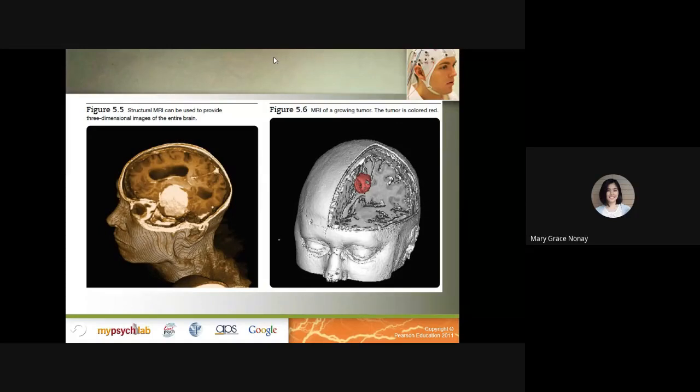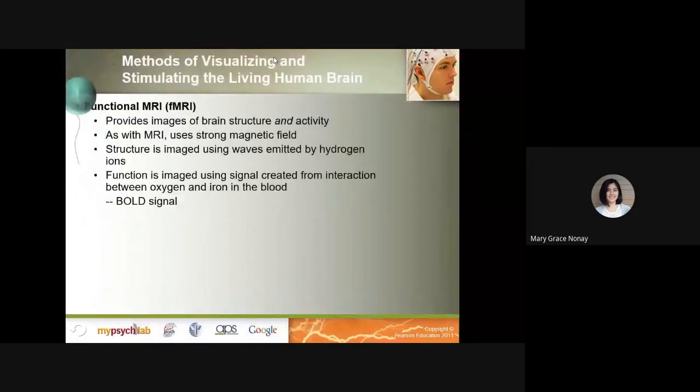Yan yung examples, no? On the left side, we have there 3D images of the entire brain. On the right side, pinakita naman dito yung growing tumor. So, the tumor is color red. So, pinapakita talaga yung structures. The functional MRI naman, ito, hindi lang brain structure yung pinapakita, pati din yung activity. Okay, so parang combination siya ng PET tsaka ng MRI.